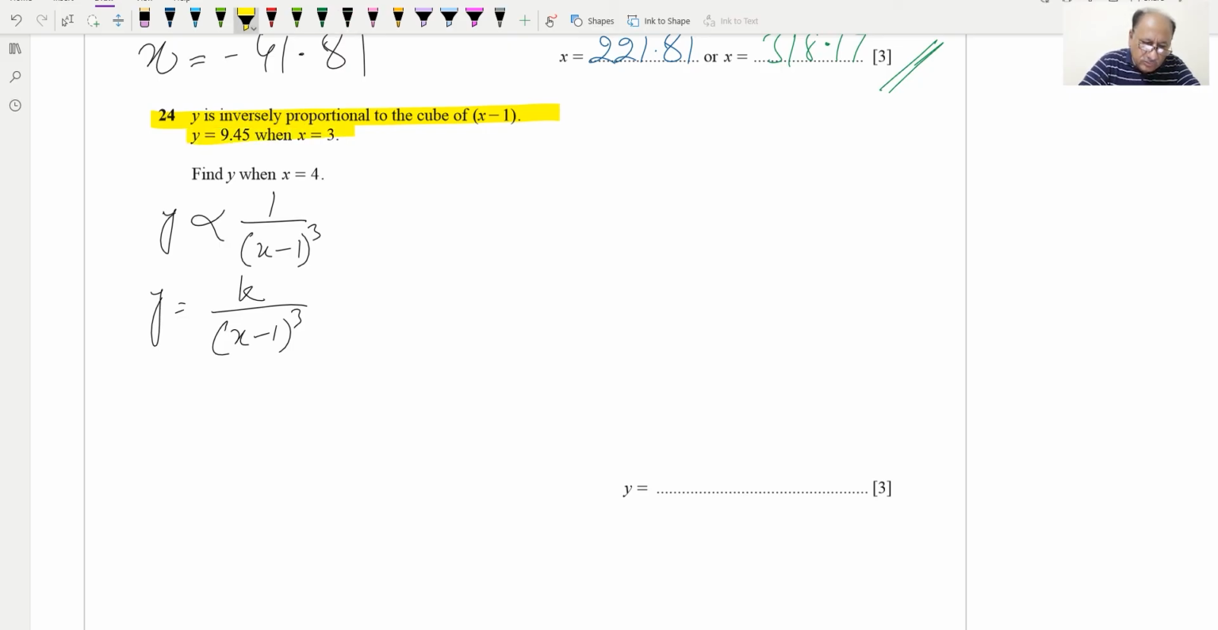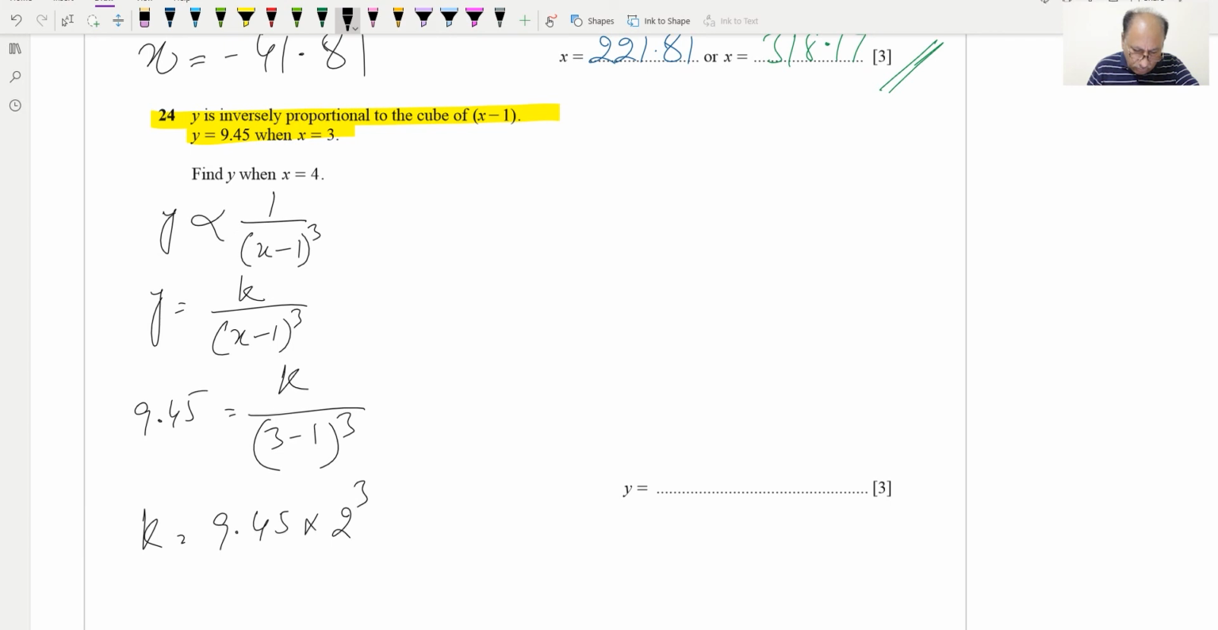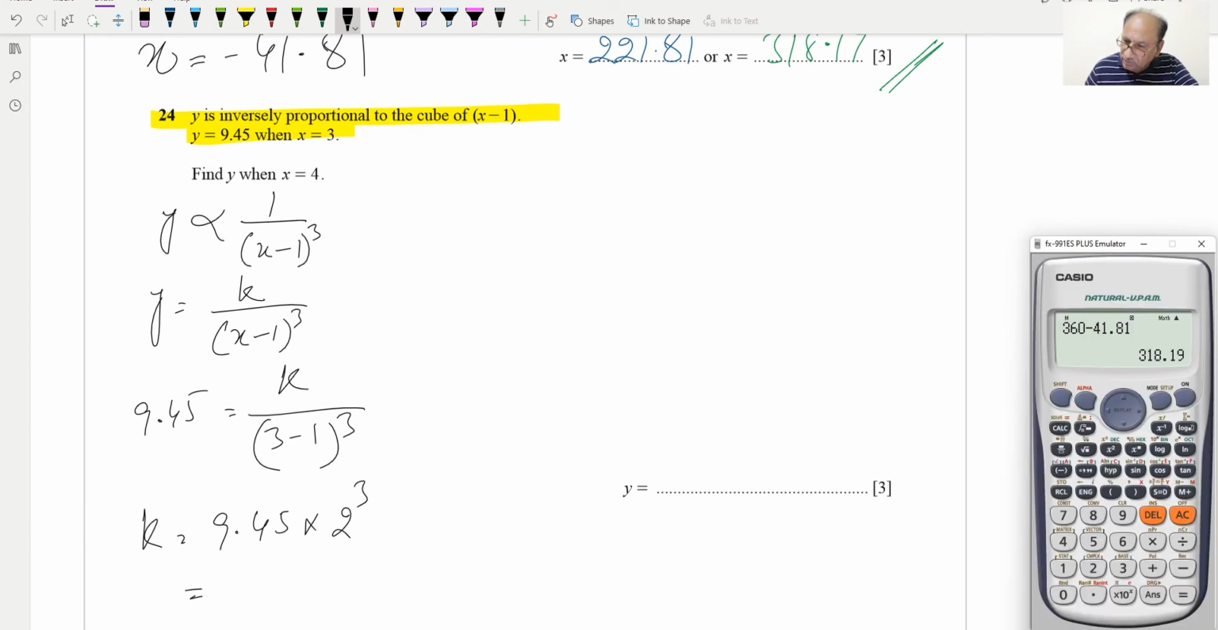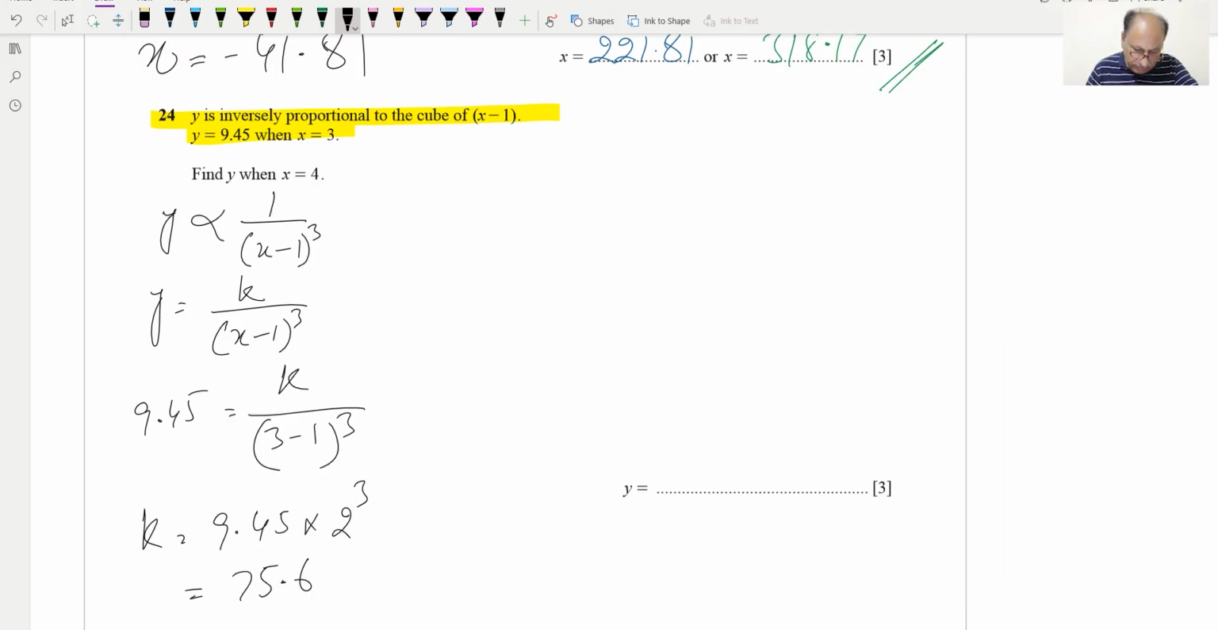And they have given values. Y is equal to 9.45 when x is equal to 3, so k over 3 minus 1 cubed, so k will be equal to 9.45 into 3 minus 1, which will be 2, so this will be 2 cubed, and this will be equal to 9.45 multiplied by 2 cubed, which is equal to 75.6. So 75.6 is our k value, and they're saying find y when x is equal to 4.